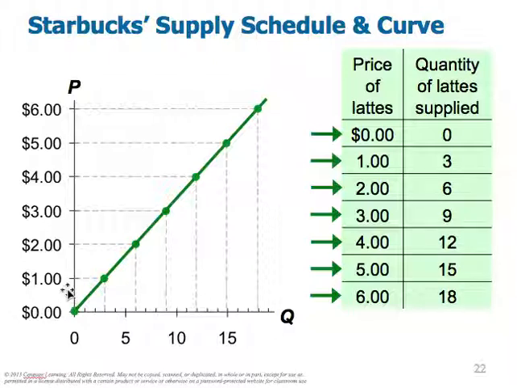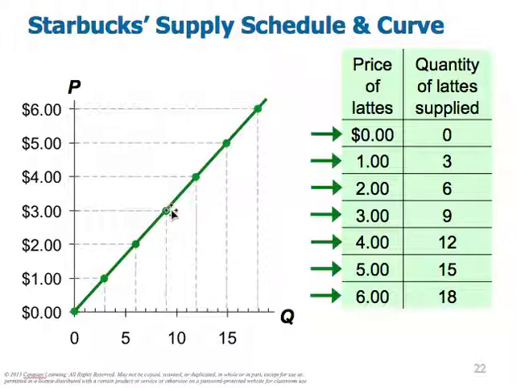When the price of the good increases from $1 to $2, then quantity supplied increases from 3 to 6. But supply doesn't change. Quantity supplied changes. Whenever the price changes, the supply doesn't change, rather quantity supplied changes. Again, when price increases from $2 to $3, then we have an upward movement along the curve. So we move from this point to this point.